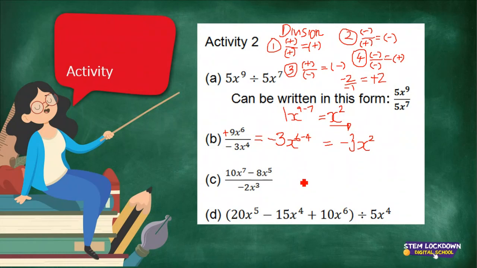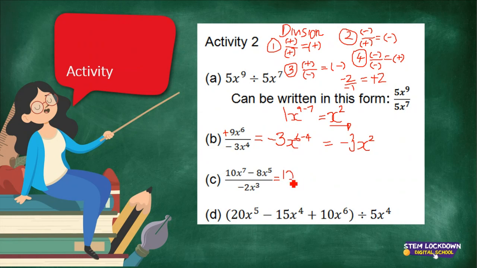Okay, C and D, they look challenging. They look like they're difficult, right? But if you follow the same rules, this would be easy, right? Same rules, this will be easy. But let me give you a clue here, because now notice you have a binomial divided by a monomial, right? Here you have 2 terms divided by 1 term. What do you do in this case? I'll start it off for you, then you'll do the rest.